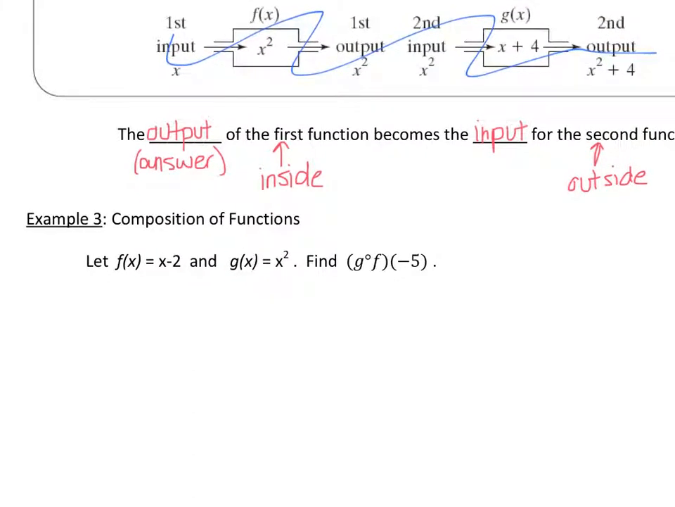Okay, so example 3 says let f of x equal x minus 2 and g of x equal x squared. Find g composed of f of -5. So remember, inside function goes first. So what do we need to do first? This right here, f of -5. All right, so deal with whatever's closest to the number first. If we're trying to figure out f of -5, what do I plug that -5 into?